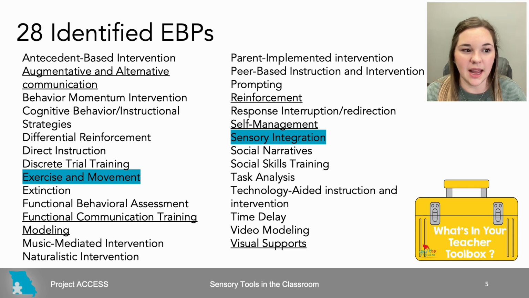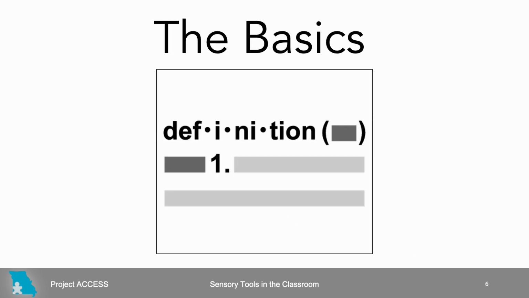Sensory integration and exercise and movement are both considered evidence-based practices. Here is a list of 28 evidence-based practices that have been identified as the gold standard for teachers that work with kids with autism. Some other evidence-based practices that you will see talked about today are AAC devices and alternative methods of communication, reinforcement, self-management, visual supports, and functional communication training and modeling.